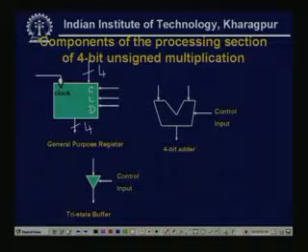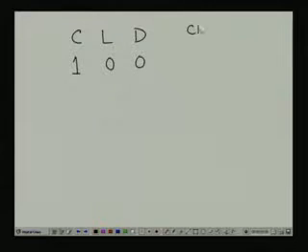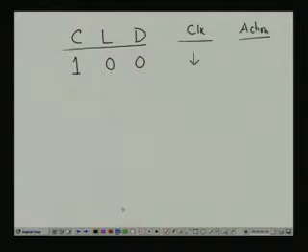CLD, if we see the operations of these 3 inputs. So, these are the values of CLD. When C value is 1, L and D 0 0, then at the clock, say if it is trailing edge triggered, the action is clear.